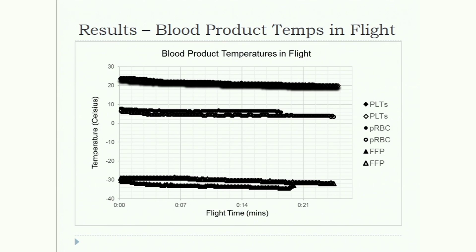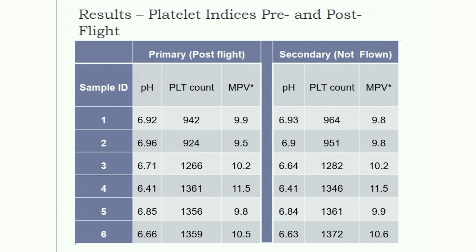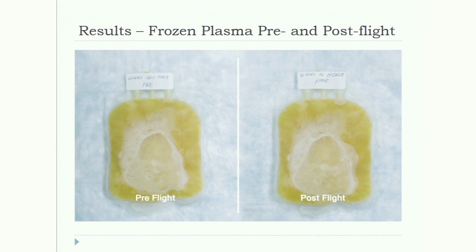All right, so this is what the results look like. Basically, we were able to maintain temperature of all three components during the flight. This is what the hemolysis check looked like. There was no obvious hemolysis by visual check, and all the platelet indices pre and post flight were unchanged. Same with the frozen plasma pre and post flight. So that was all great.